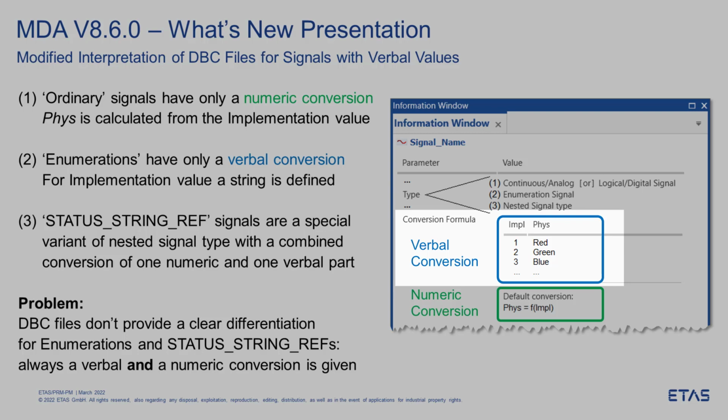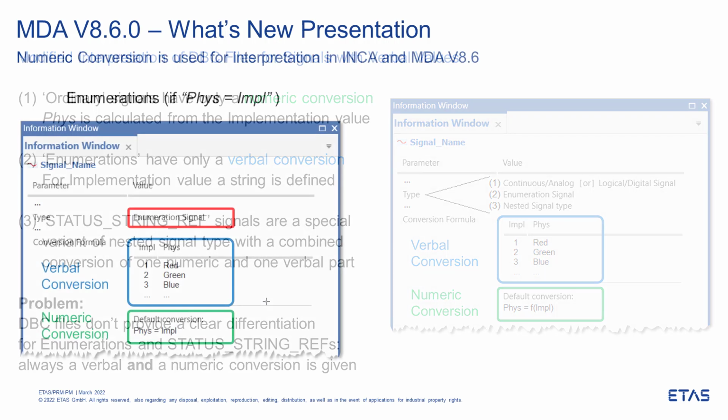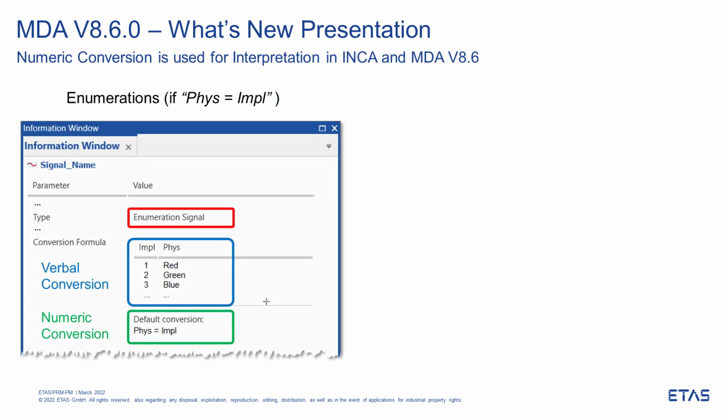But there exists also a signal type which is a combined, partly numerical and partly verbal conversion. These are called status string ref signals. Unfortunately, the format specification for DBC files does not provide a clear differentiation for enumerations and status string refs. For each signal with a verbal conversion, also a numeric conversion is given. To overcome this problem with DBC files, MDA 8.6 follows the established behavior of Inca.